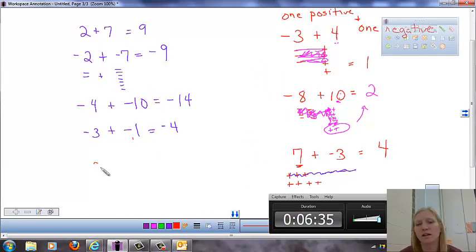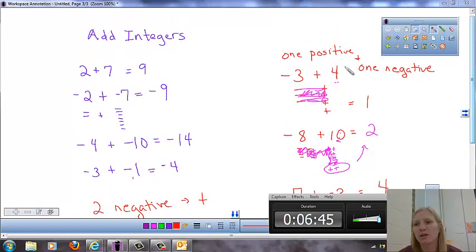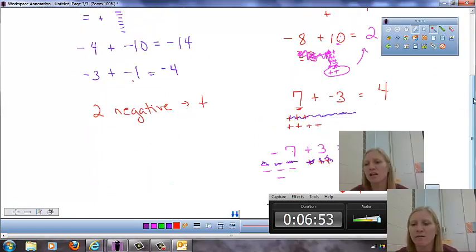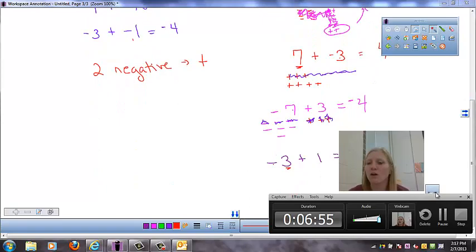Remember these ones? They were both negatives. If you have 2 negatives, you just add. And if I scroll up here again, if you have 1 positive and 1 negative, you subtract. Then after you subtract, you have to decide: is your answer positive or negative?